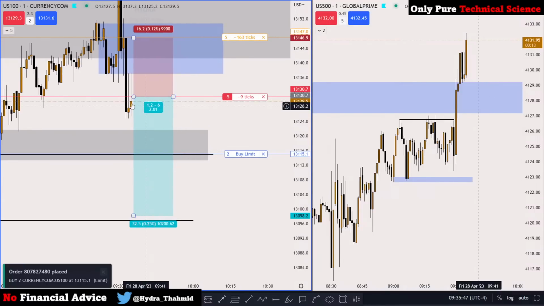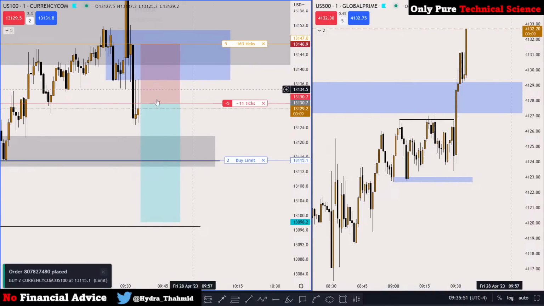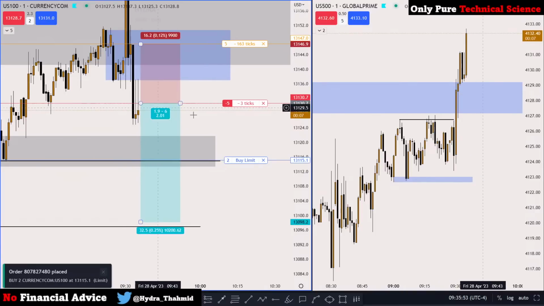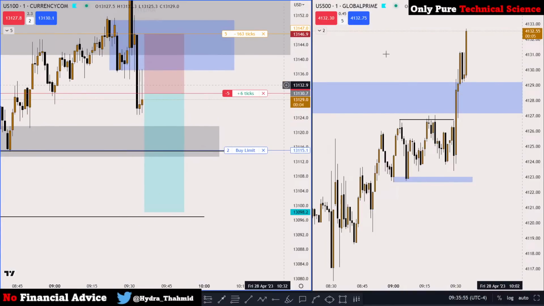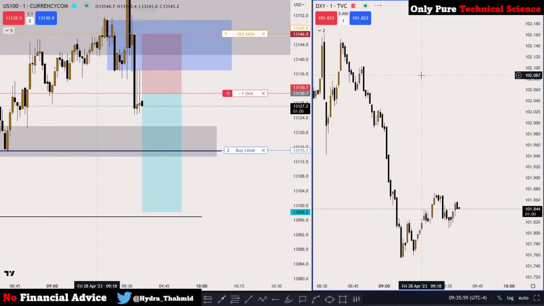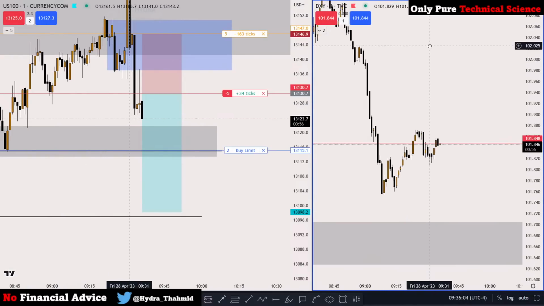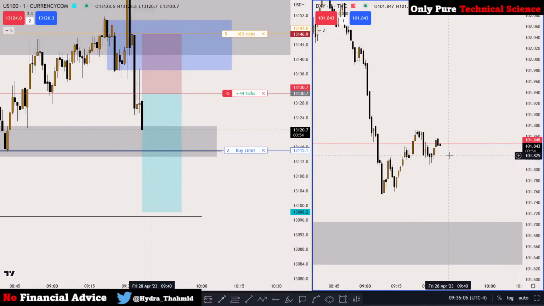So you can see price is rejecting from this breaker block again. Very nicely though. I like this rejection. Look at US 500. It's going towards the moon. Okay, let's put the dollar chart here. Let's see how the dollar is behaving. Dollar, wow, this drop was aggressive.